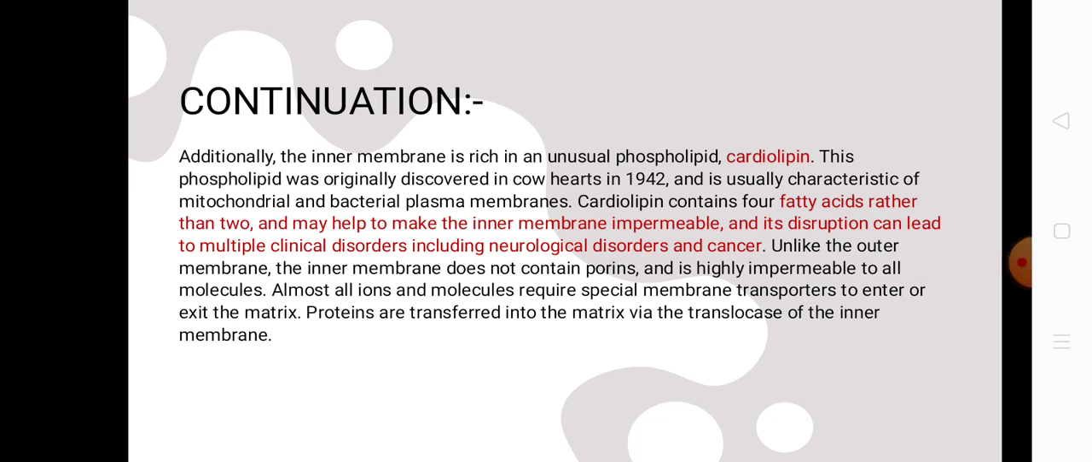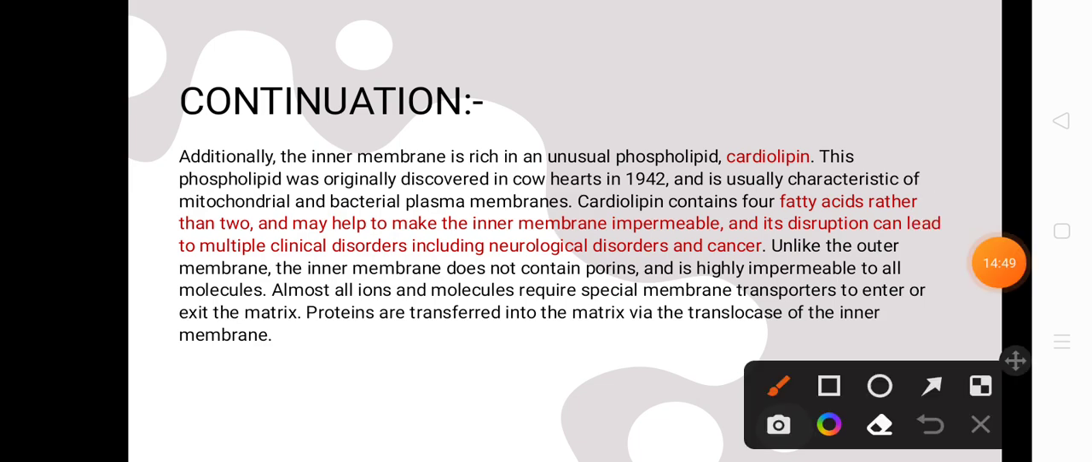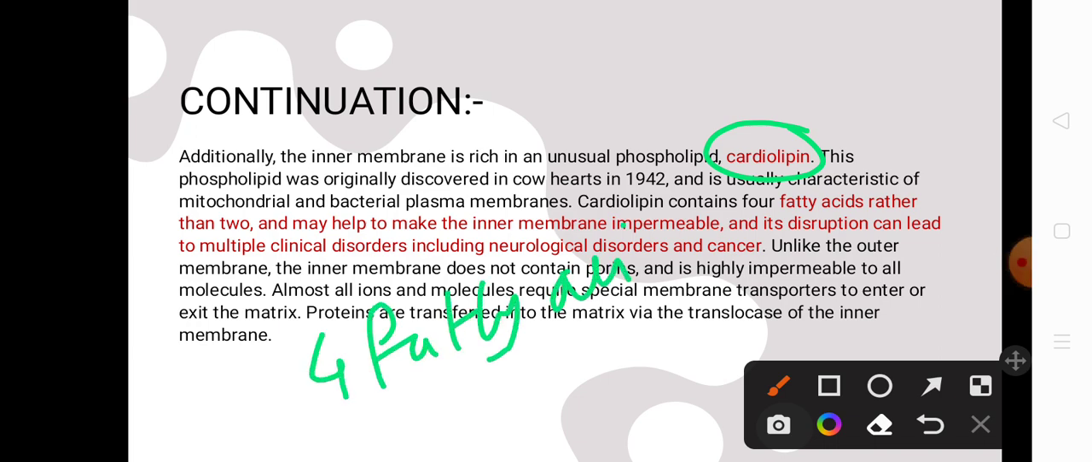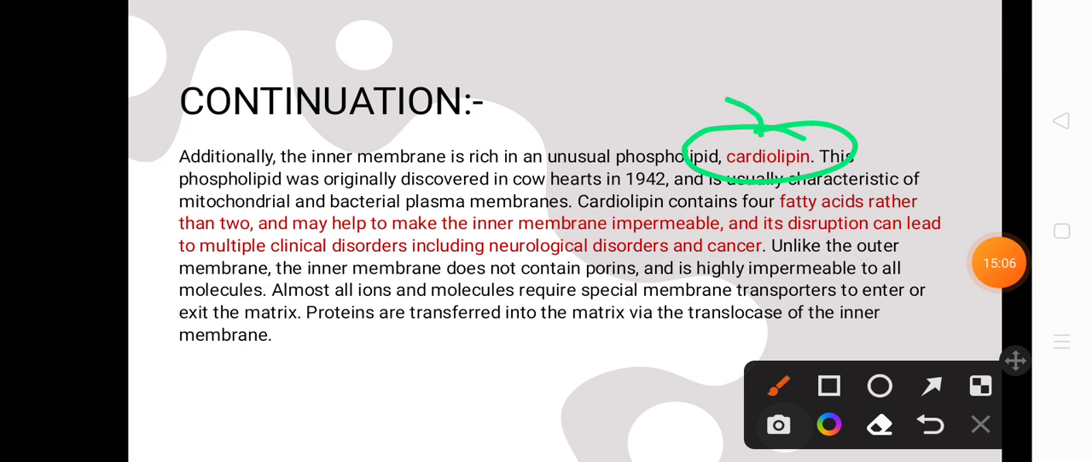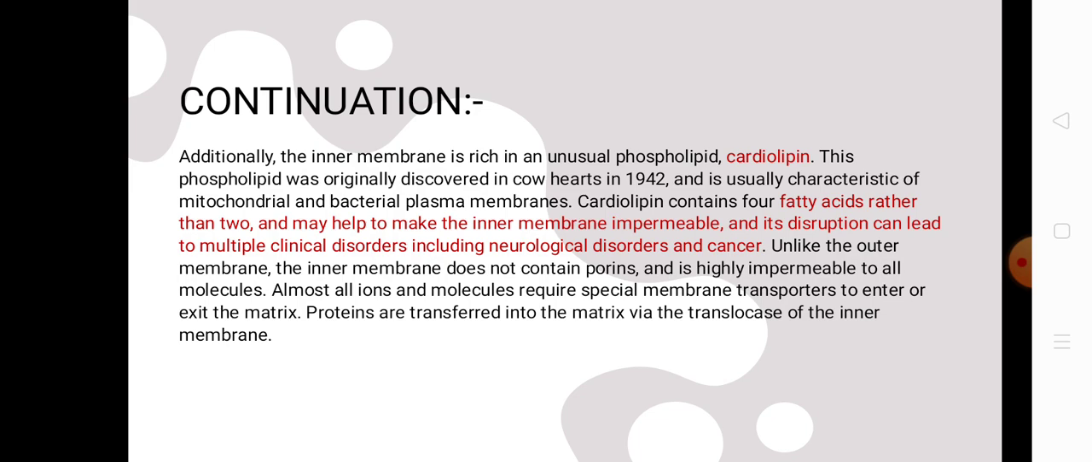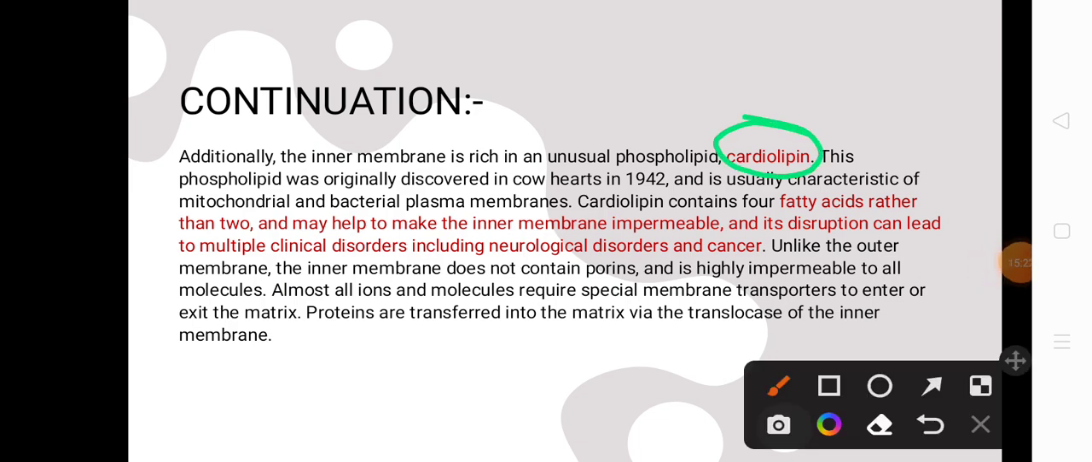Now, a very interesting thing, that is the inner membrane has a specific type of unusual phospholipid, cardiolipin. Okay, and this cardiolipin has four fatty acid chains instead of 2. Okay, and this cardiolipin is responsible for the impermeability to near about all types of molecules. Okay, and that is why all the proteins require a specific membrane transporter for their entry into the matrix. The presence of cardiolipin in the inner membrane generally acts as an impermeable barrier, and its disruption causes various types of clinical disorders including neurological disorders as well as cancer.